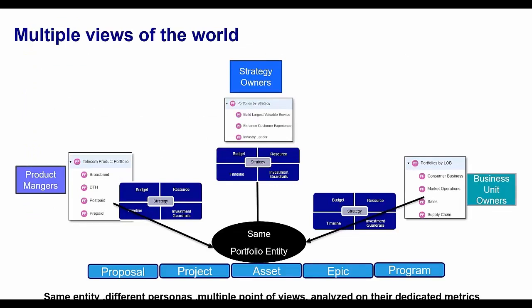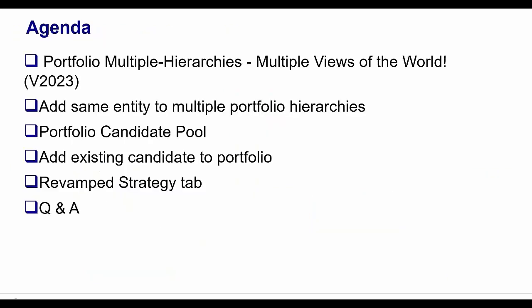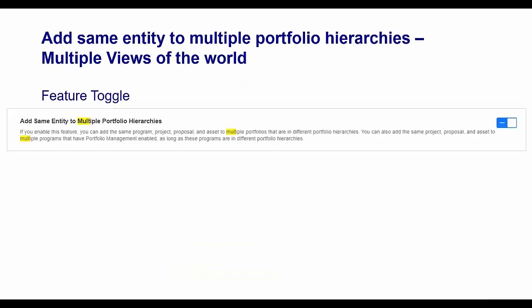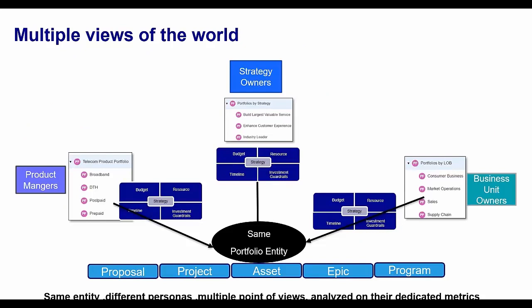So let's look at what this feature, multiple views of the world, is. This new feature allows lifecycle entities to be added in different portfolio hierarchies. This eliminates the limitation we had in earlier PPM versions, where one entity could belong to only one portfolio. The main benefit of this feature is that it provides a way to visualize the data for each stakeholder in a company based on his or her own perspective.